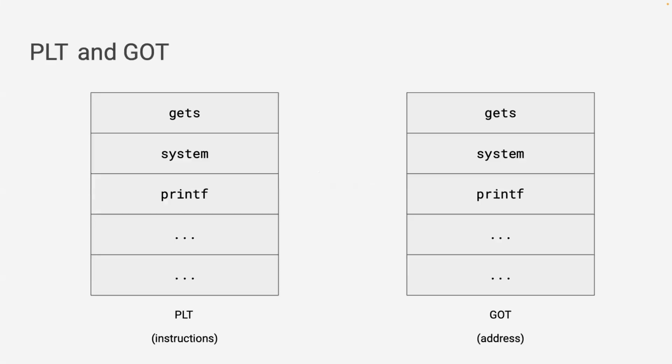So I need to introduce two concepts. I'm going to go through it at a very high level. We have a thing called PLT, which is procedure linkage table, and GOT, which is global offset table. So these are just two tables. One holds instructions, and the other one holds addresses. So you might ask, if I just need the address of a function inside libc, why don't I just have one table to store the address? Why do I need another PLT?